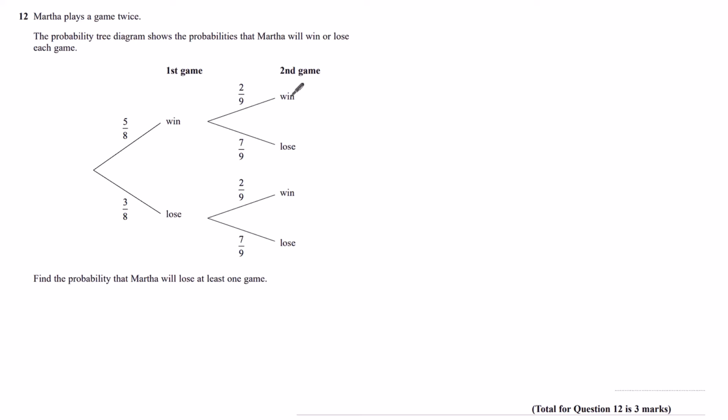Now on a tree diagram, we can find the probability she wins both by multiplying the probabilities together. So the probability she wins the first and the second game is 5/8 times 2/9, which is 10/72. And so the rest of these probabilities will add up to 1 minus 10 over 72, and 1 minus 10 over 72 is 62 over 72. And so the probability that Martha will lose at least one game is 62 over 72.